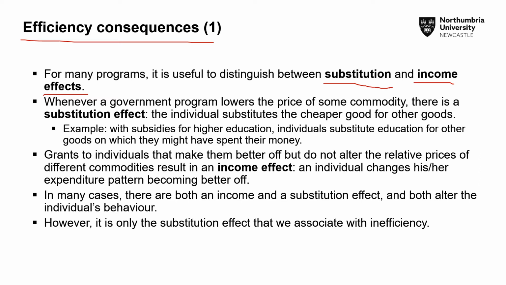But what if the government gives us a grant? What happens? Well, individuals now have more income. So relative prices are not altered, but we have a so-called income effect. The result is that the individual will change their expenditure pattern, becoming better off. In other words, you have more money now because you received a grant. That is why it's an income effect. Your income has gone up.